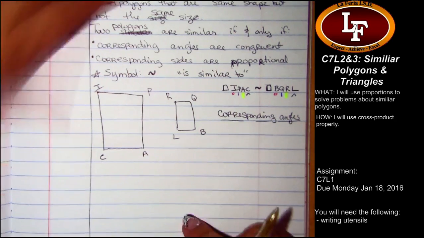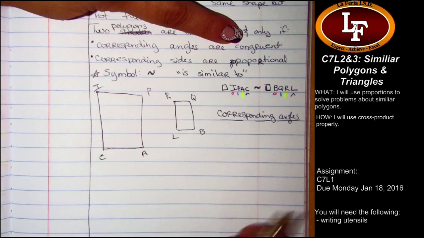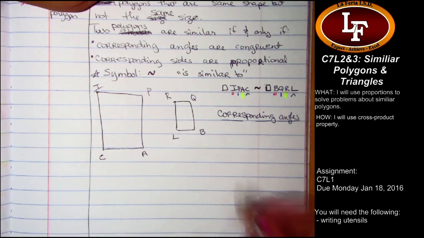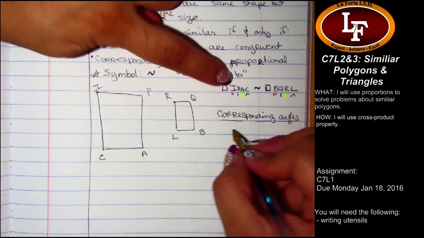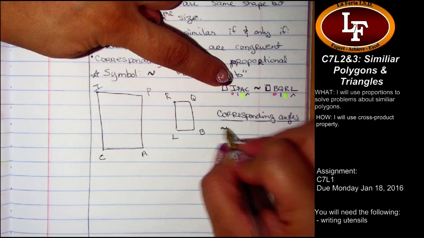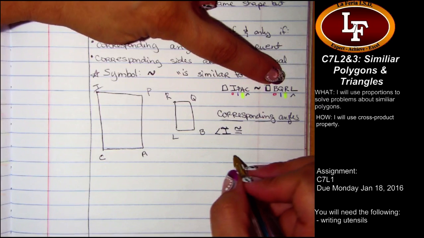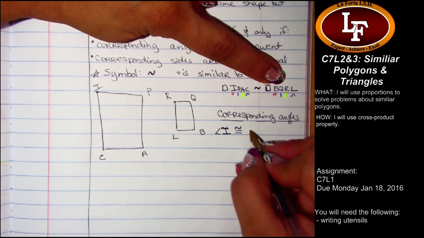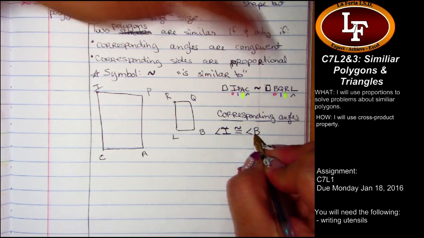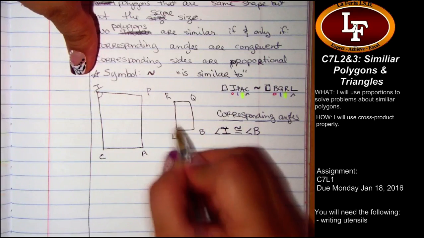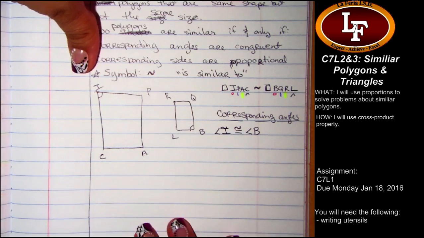Remember that corresponding angles are congruent, and so we'll be writing a bunch of congruence statements. So the first letter of one figure is I, so angle I is congruent to the first letter of the other figure, so that's B. So angle I is congruent to angle B.